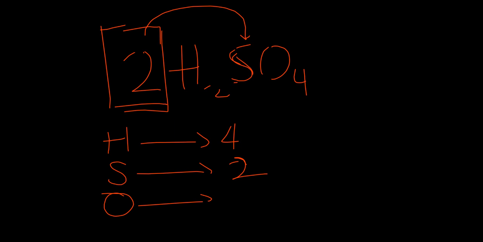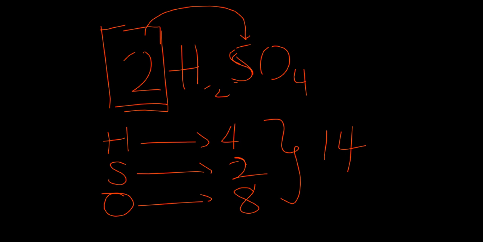How many atoms of oxygen do we have? There's a coefficient of 2, and there's a subscript of 4 by the oxygen. So 2 times 4 will mean we have 8 oxygen atoms. So in all, we are going to have 4 plus 2 plus 8. That will give us 14 atoms within the 2 molecules of sulfuric acid, or H2SO4. Let's look at another example.